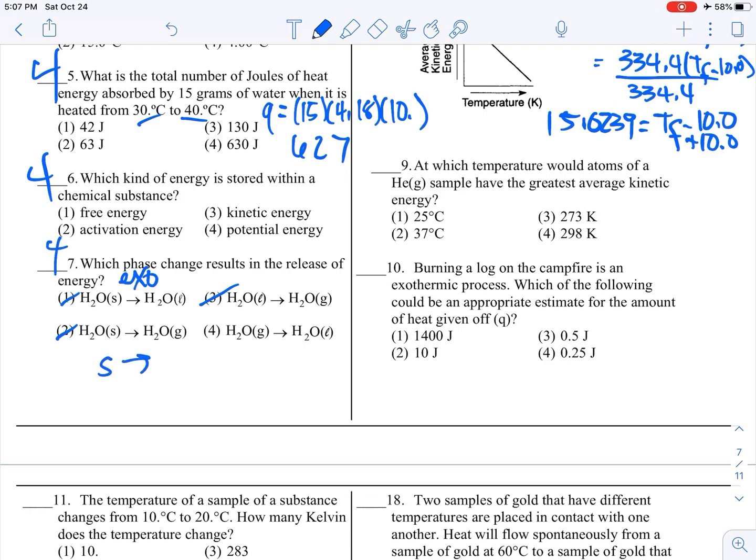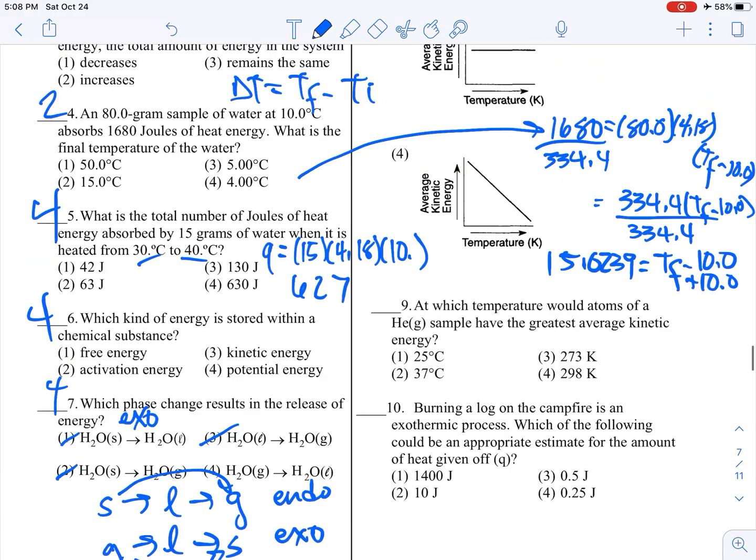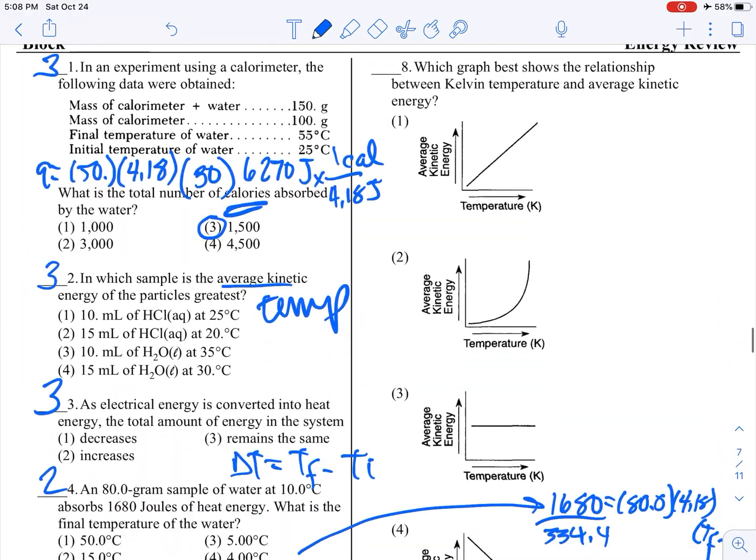So I know solid to liquid to gas, we're having to absorb. Gas to liquid to solid, or this way, or this way, these are exo.